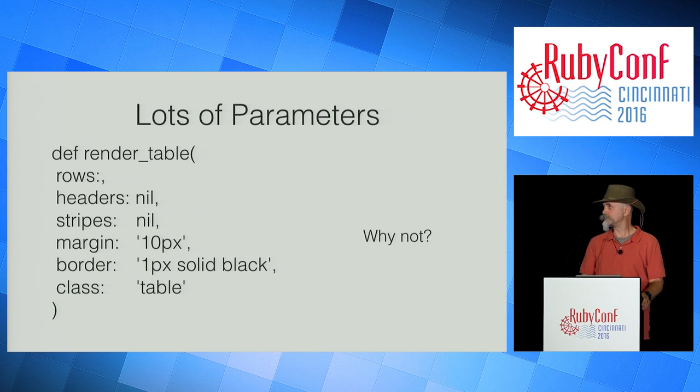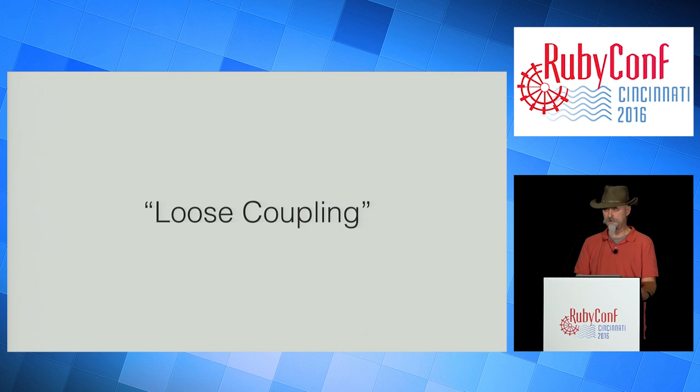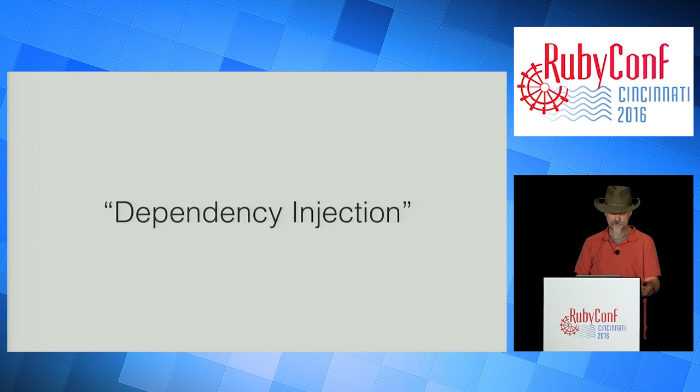Why not? So KWArgs are more flexible and they allow you to rewrite code in one place without having to change all the users more easily than if you'd used positional arguments. There's a term for that, it's called loose coupling. And that ability to have all the assumptions up the top and to change them as you're going, as you need, is known as dependency injection. And both of these things are better if you write your functions using keyword arguments.